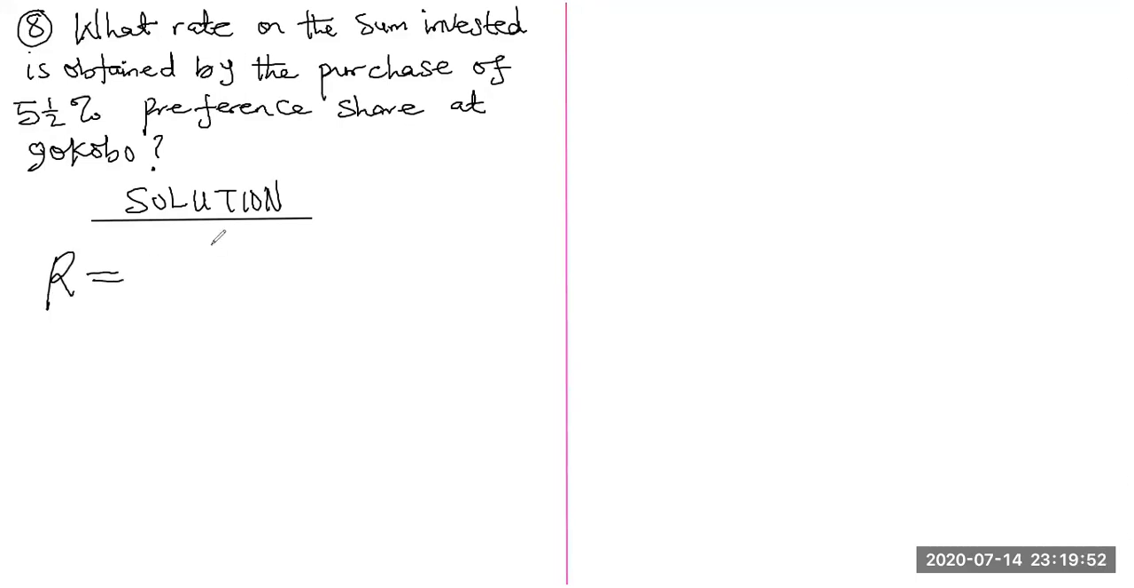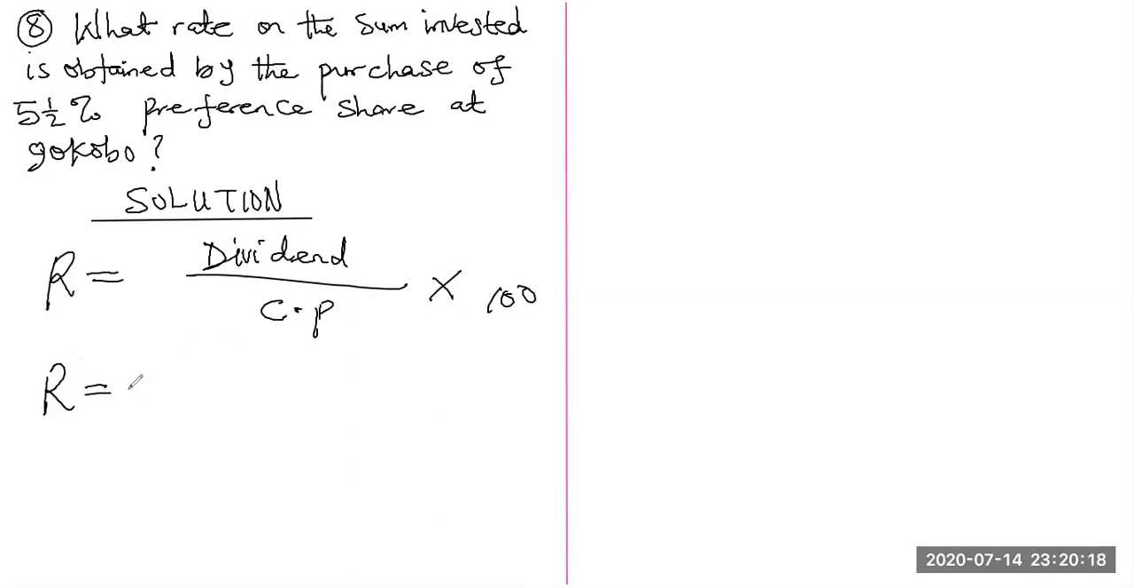Rate is the same thing as what? Our dividend divided by the cost price, multiplied by 100. So if you're using the dividend per share, of course you're going to use the cost price per share. What I mentioned earlier, I mentioned it without even knowing that this question would carry it.